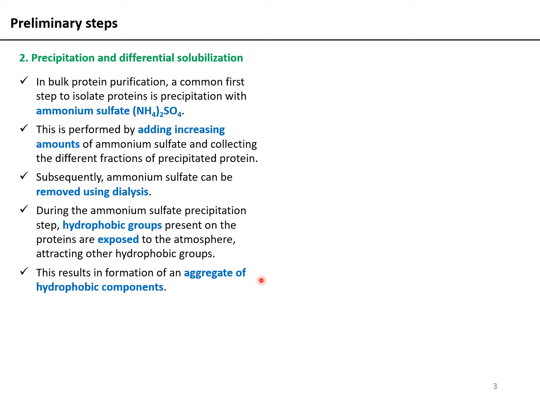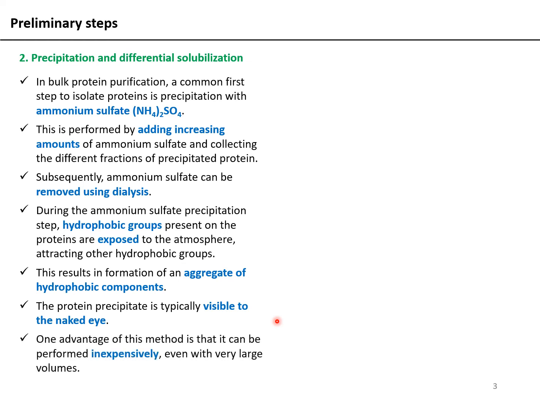So this results in formation of an aggregate of the hydrophobic components, and the protein precipitate is typically visible to the naked eye. You can visualize it in the form of white flakes floating around in your solution, and if you give it a quick spin, if you centrifuge it at high speed, these flakes of protein precipitates typically settle down and you can clearly and easily visualize them with just your naked eye.